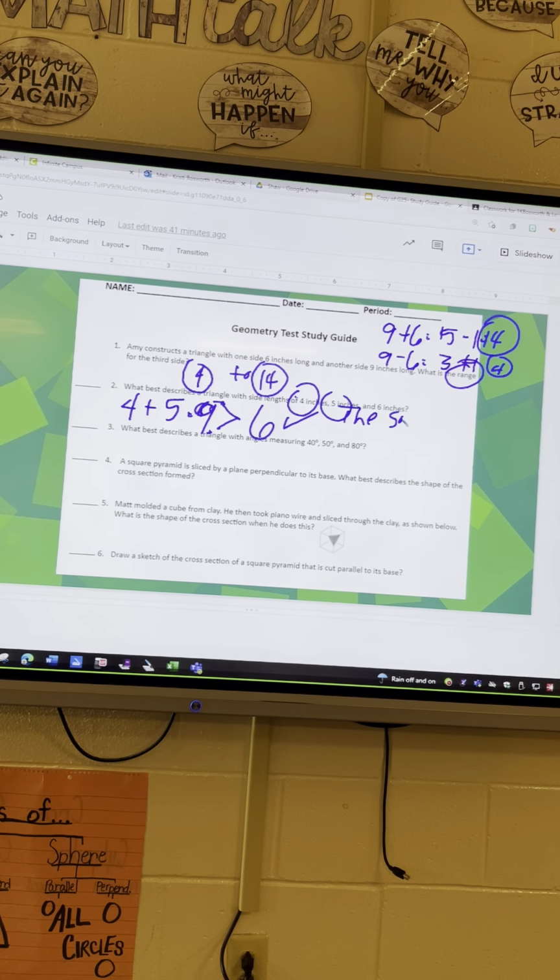The sum of the 2 smallest must be greater than the third side. Okay?